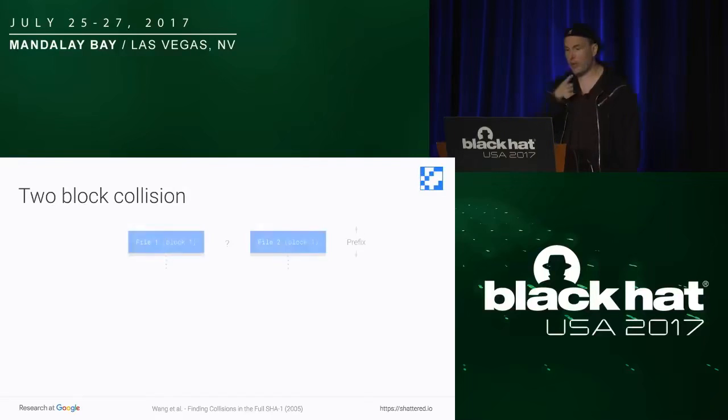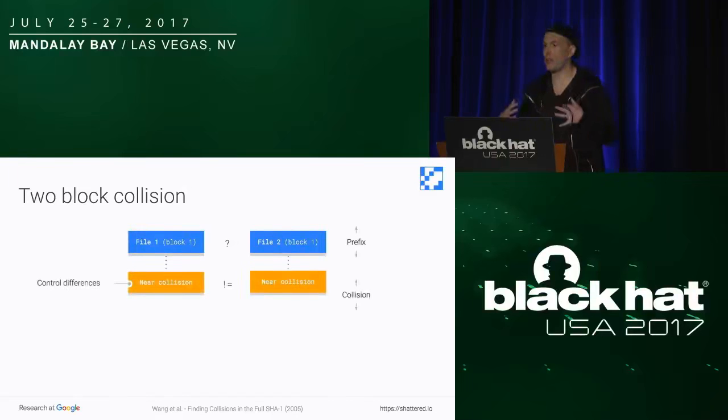So the way it works is we have the file, and we have the first block, and it doesn't matter. This is just your prefix, and you can do whatever you want there. Then you have a first block, what we call a near collision. A near collision is basically where you find 2 blocks in 2 different files which are almost the same.